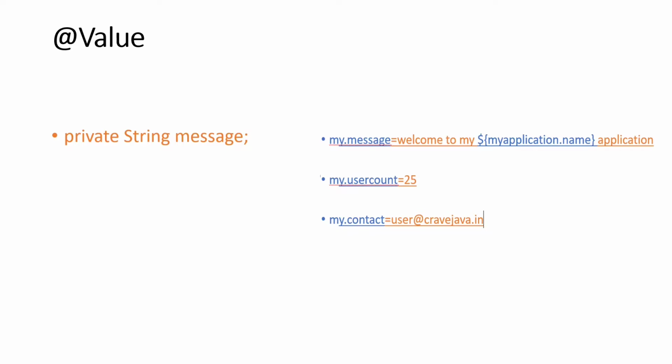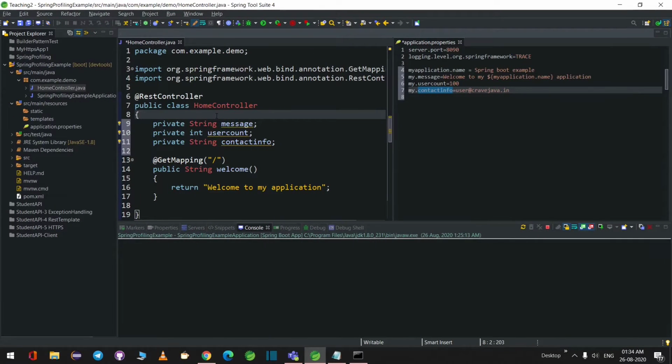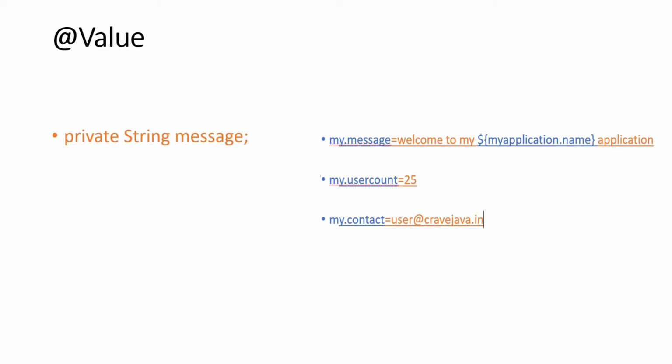One is message, another is user count, and another is contact info. So how do we inject the values in application properties into the variables we have created? We created a message variable of type string, and you have to annotate it with @Value and add this particular placeholder here.